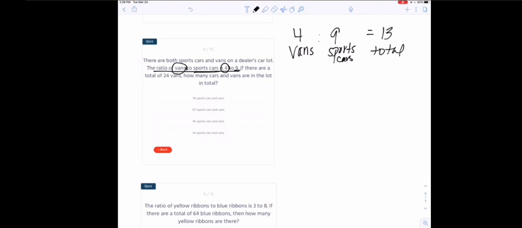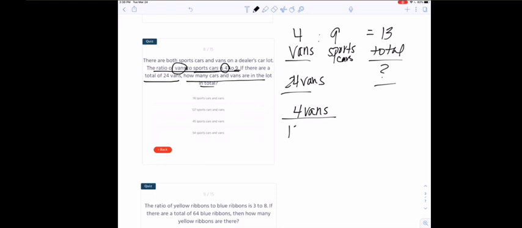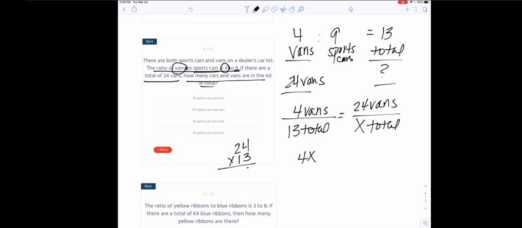If we wanted to, we can add them up and get 13 for our total. Now, if there are a total of 24 vans, so it actually shows us another part, 24 vans. How many cars and vans are in the lot in total? It's asking us for total. So we're not going to use sports cars. We're going to focus on vans and total. So the first fraction is our ratio. 4 vans to 13 total. And this is equal to 24 vans. And we're going to put x total over here because we don't know what it is. 4 times x is 4x. 24 times 13. 3 times 4 is 12.